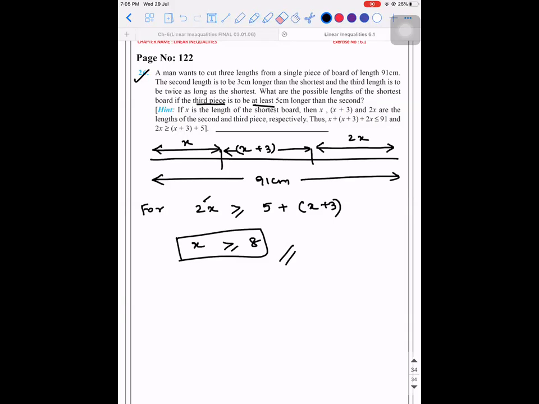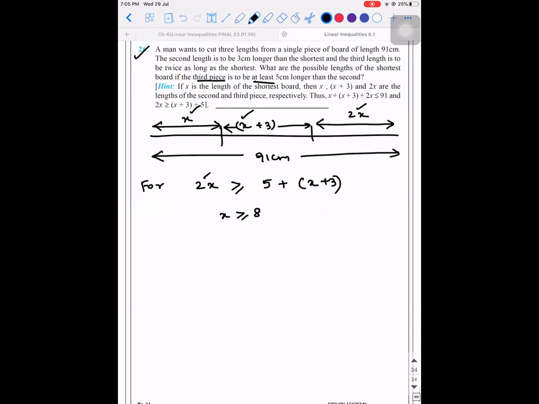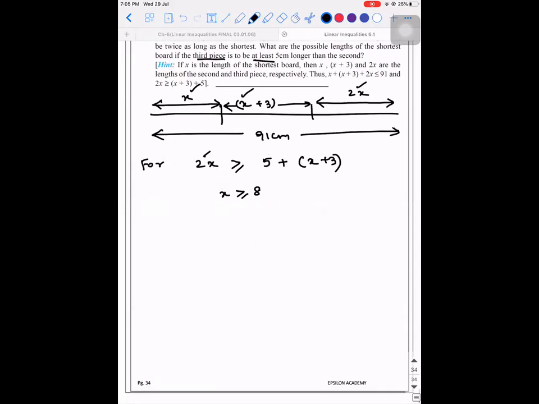Sir, then why is 90? One more thing, one more condition is there. I missed it. I'm sorry. So x should be greater than or equal to 8, according to what they've given. And x plus x plus 3 plus 2x should be less than or equal to 91, because he might not use the complete board. The maximum you can use is 91. Or if you want only a lesser value, you can use less than 91 also.